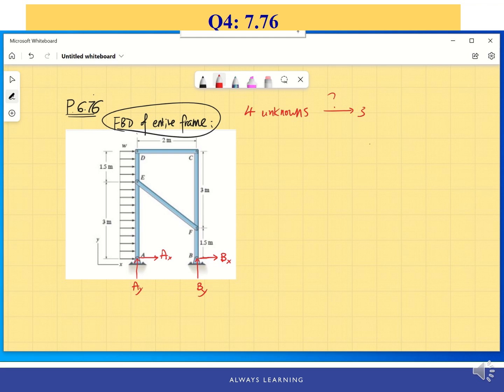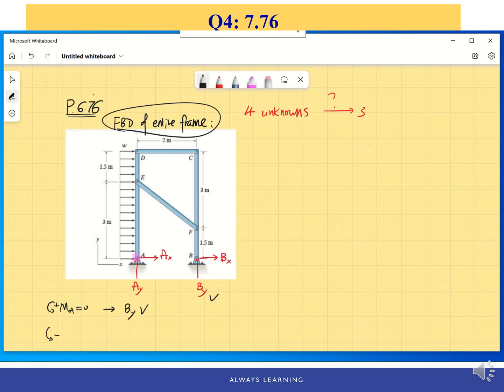So if we first take a look at this entire frame, there will be a very easy way to solve one of those unknowns. Which one? Well, if you use the moment about point A. Take a look at point A. AX, AY pass through A, and also BX passes through point A as well. So that means if you use the moment about point A, you can solve the BY. Okay, BY can be solved.